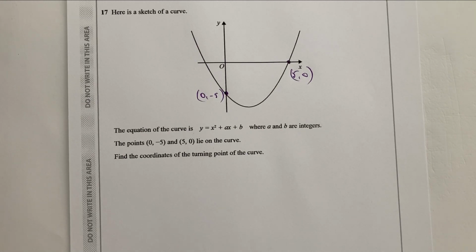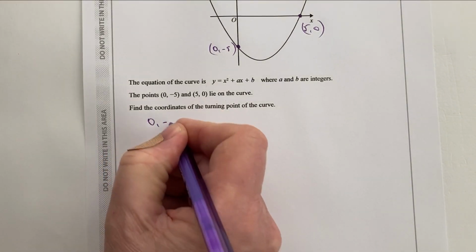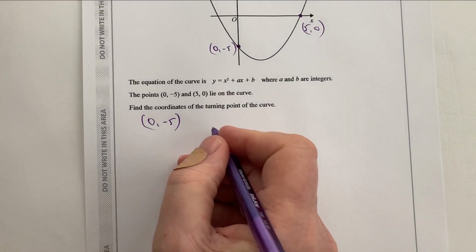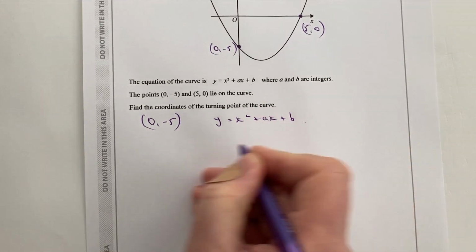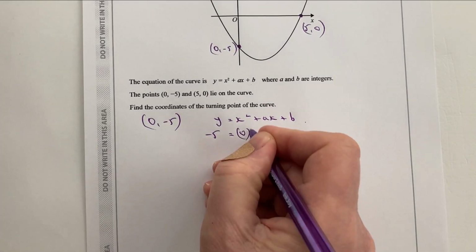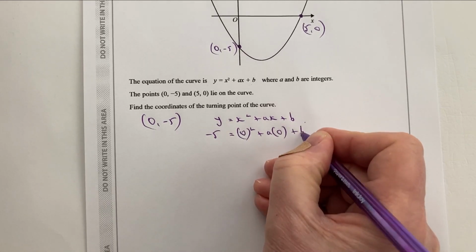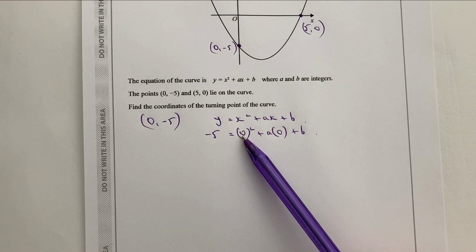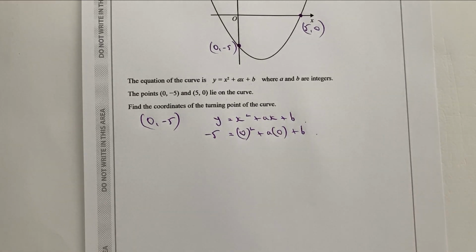Okay, so let's have a go at doing that. If we're looking at (0, -5), I can take that and plug it straight into this equation. So I'm going to get y equals x squared plus ax plus b. So -5, which is the value of y, equals 0 squared plus a times 0 plus b. Hopefully you can see from there that 0 squared is nothing, and a times nothing is also nothing, so therefore b must equal -5.